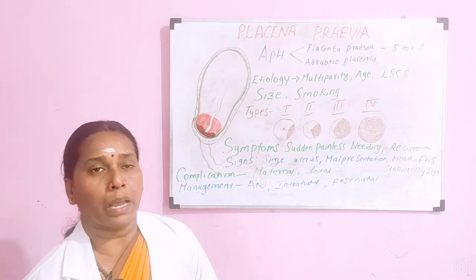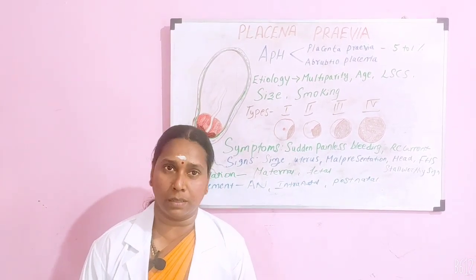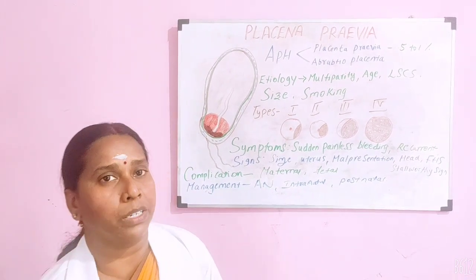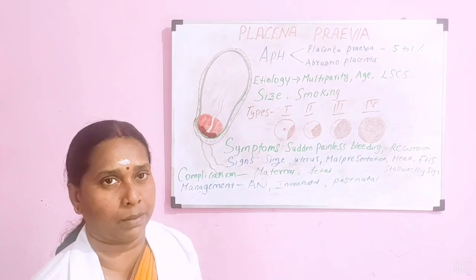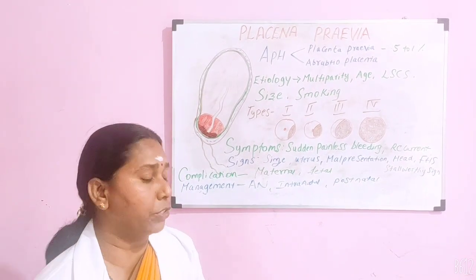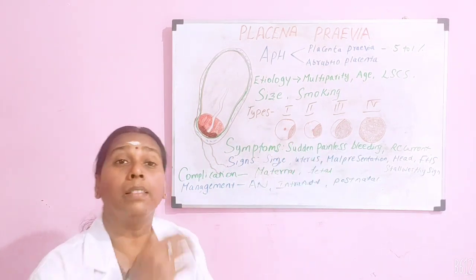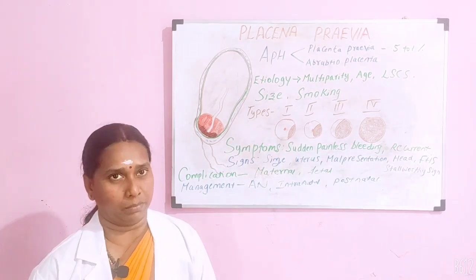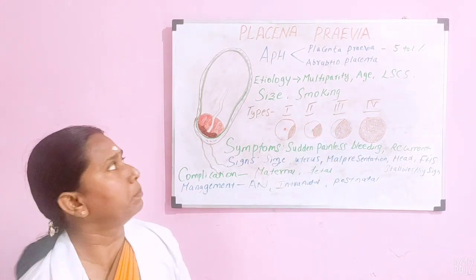When we come to antepartum hemorrhage, that is bleeding during the antenatal period, we have two major conditions: placenta previa and abruptio placenta. Placenta previa is nothing but the implantation of the placenta in the lower uterine segment, either partially or completely. The incidence is around 0.5 to 1%.